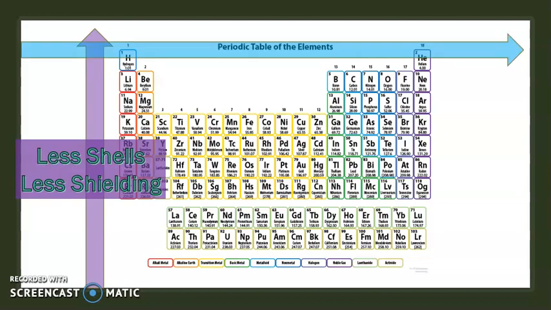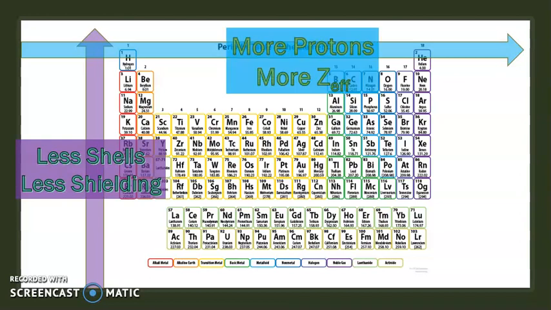In a side-to-side argument, as we go across a row, you have the same number of shells, but what is changing is the number of protons. So as you go from left to right, you tend to increase the number of protons and therefore experience a greater effective nuclear charge. Now the symbol for that is Z sub EFF, or Zeff for short. Again, that's a symbol or shorthand that you can use when you're writing and talking about effective nuclear charge.